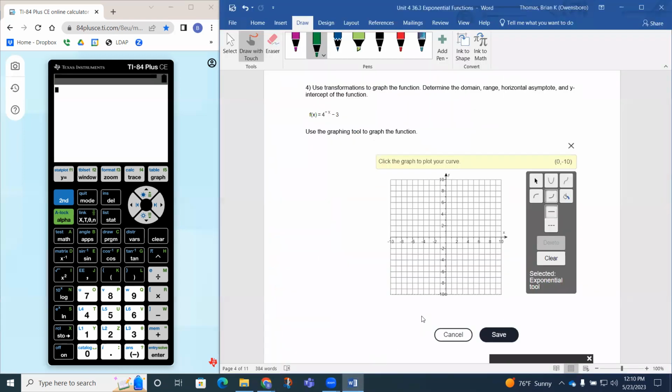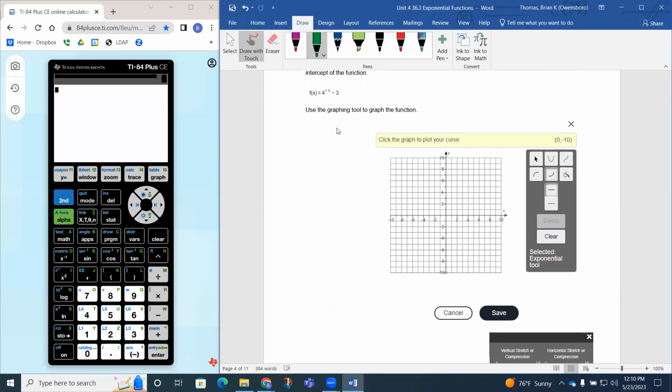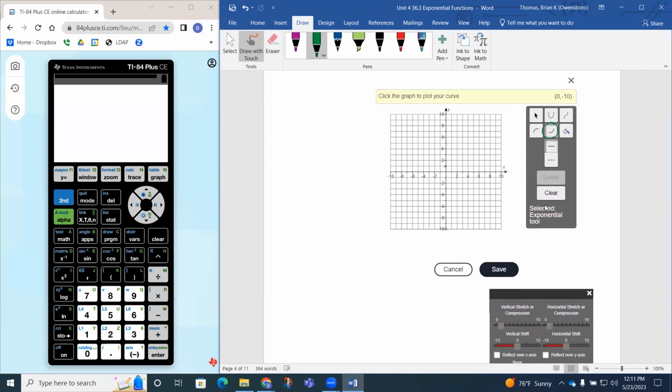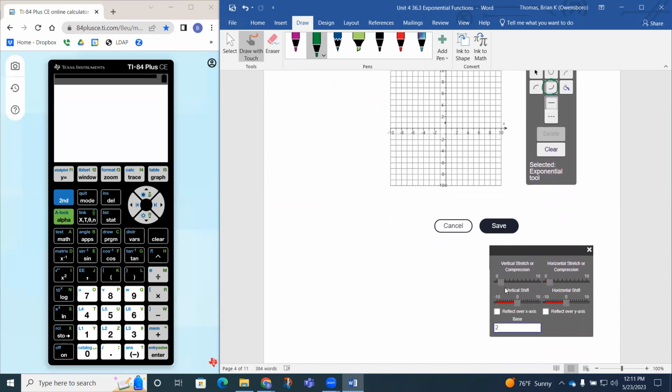So if I go back to our assignment, notice how we have y equals 4 to the negative x minus 3. It's going to be basically the same thing. We're still going to use this exponential tool. It's going to start out here at 0, 1, but we want to change these settings down here. There is going to be a vertical shift, but it's going to be down 3, so I need to move that to a negative 3. These settings should stay at 1. There's not a horizontal shift either, but there was a negative on the inside, which is going to make the graph reflect over the y-axis. So that should be marked.